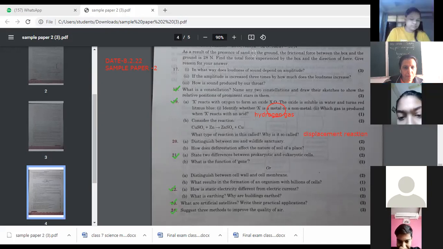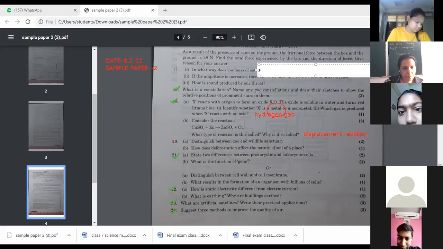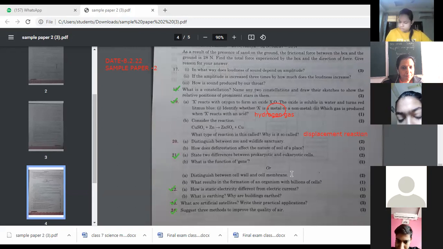Cell wall helps to protect the cell and cell membrane gives the cell a perfect shape. Cell wall का क्या बताया आपने? Cell wall helps to protect cells. Cell wall has to protect the cell, and according to you, cell membrane gives the shape to it.